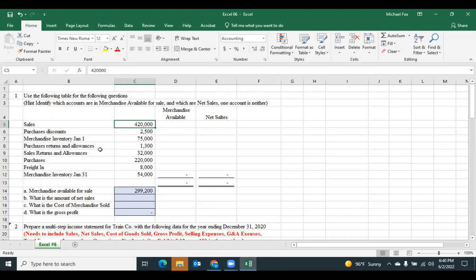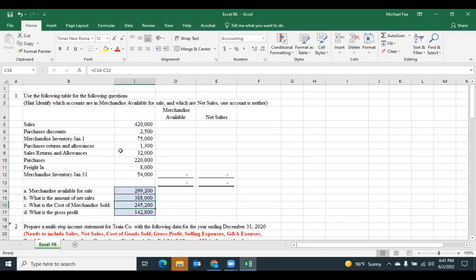The cost of our merchandise sold, sometimes called cost of goods sold, is going to be, in essence, our goods available for sale minus our ending inventory. Because if I had 299,200 worth of stuff to sell, and at the end of the month I have 54,000, then 299,200 minus the 54,000 is going to tell me how much stuff I actually sold. So net sales, like I said, is sales minus sales returns and allowances. Does that help?